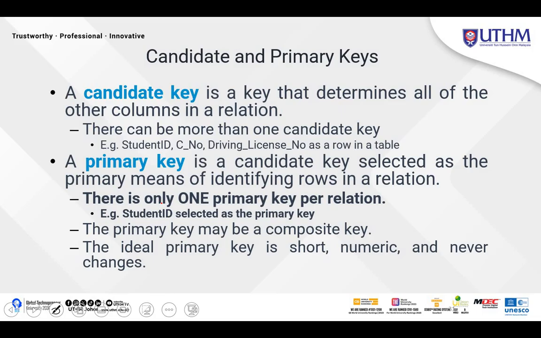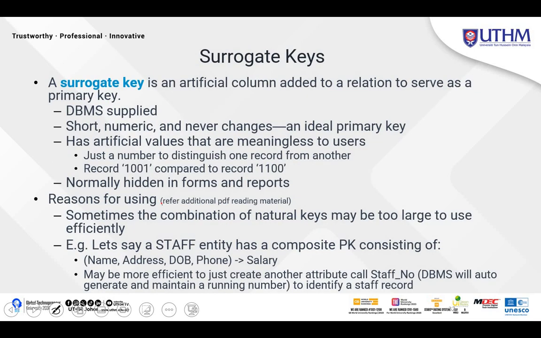For example, student ID, IC number, driving license number as raw data in a row in a table. So there can be other attributes that can act as a candidate key. They are known as candidate keys because they can act as the primary key of the table. Primary key, I guess you guys know already. We also have a surrogate key, which I don't want to touch on.